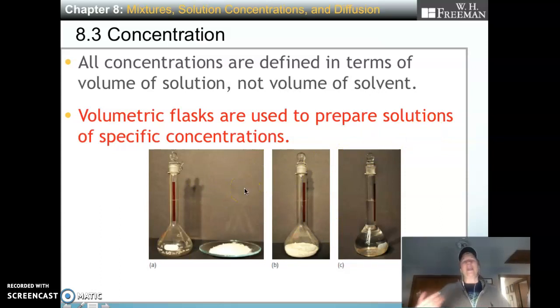And you don't have to use one. You can use a beaker or whatever, but when you're really doing research and it has to be exact, these are what they'd use.